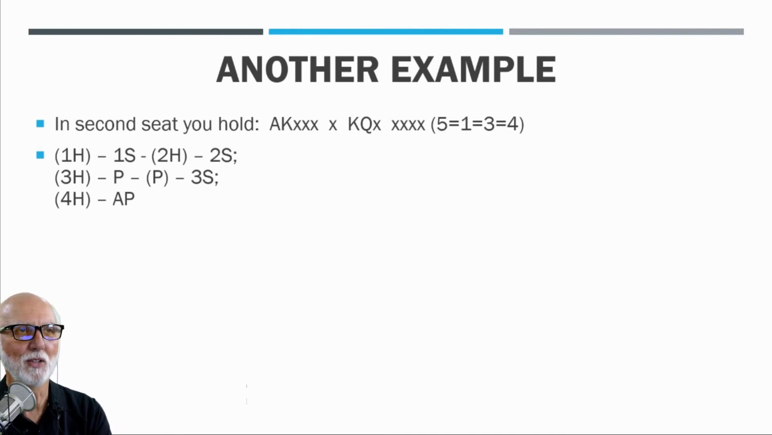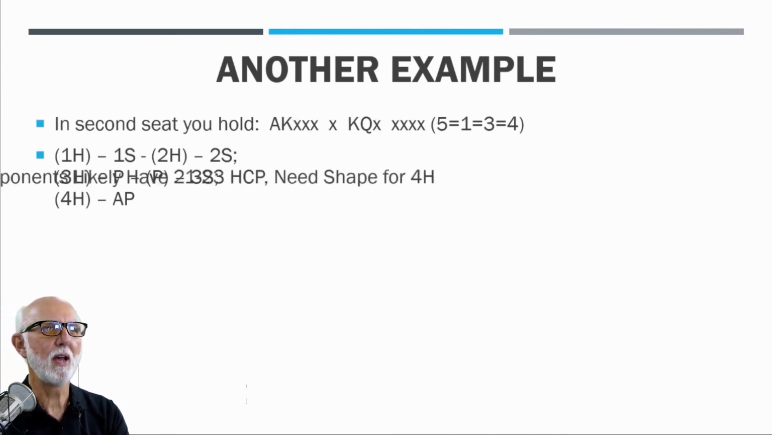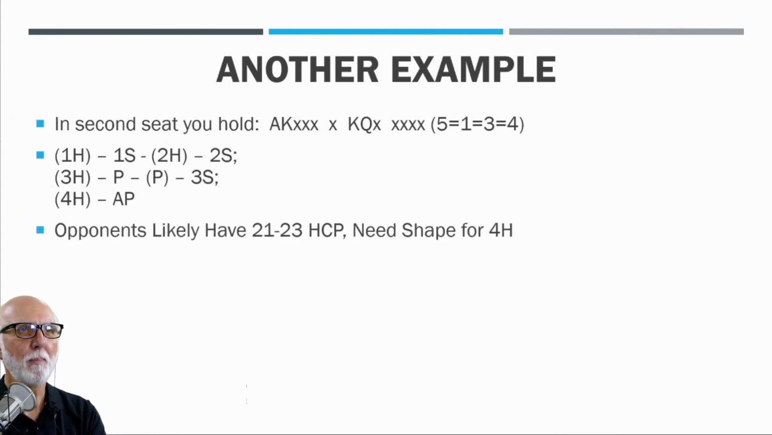And look at this. They go to 4 hearts. Can they make it? Well, what do we know about the auction? The opponents likely have about 21 to 23 points. Where do we get that from? One of them opened and then rebid. The other responded. If you respond, you should have 6 to 9 points. And so they went to game, but they don't really have the game points, I don't think.